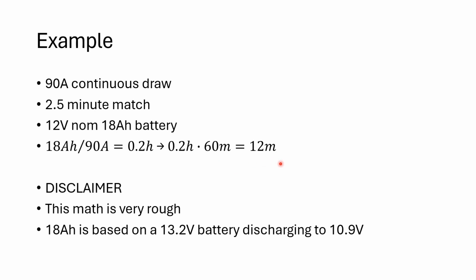But remember, that is assuming that you're going from a 13.2 volt fully charged battery down to 10.9. That's where this capacity number comes from. But we know we're not going down this far. Actually, it's 10.5. I made a mistake. We know we're not discharging it that far. So this number, you're not actually going to get 12 minutes.